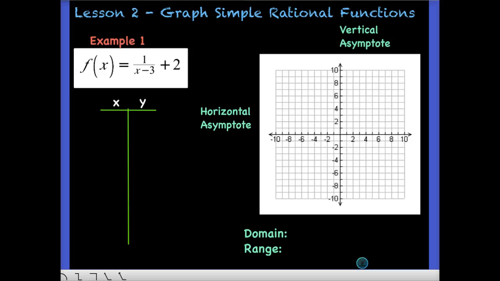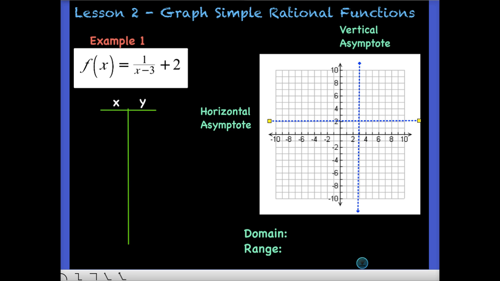Okay, let's look at our asymptotes first. So what's happening in here, x minus 3? This is saying that we are going to shift to the right 3. So instead of having a vertical asymptote through 0, our vertical asymptote is going to go here where x equals 3. So I'm going to draw that in. Let's look at our horizontal asymptote. This is a plus 2. So that means that our graph is going to shift up 2, which means our asymptote is up 2.